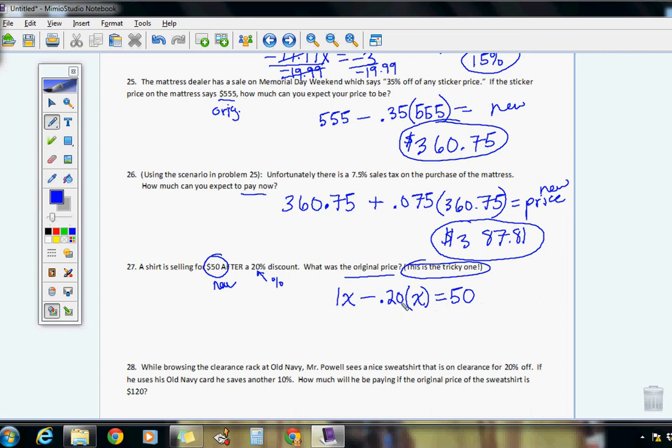1x minus 0.2x, if you combine like terms, 1 minus 0.2 is really just 0.8. So it's 0.8x equals 50. And then we're going to divide both sides by 0.8. That's going to give us our price of $62.50. And if you read the problems and you're making sense of them, it should be bigger than 50 because we took off 20% and then we get a price of 50.